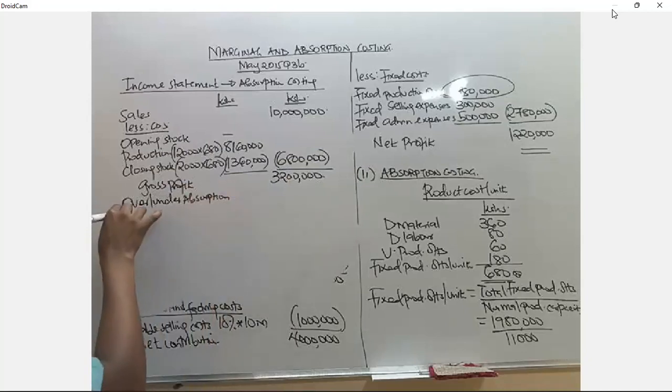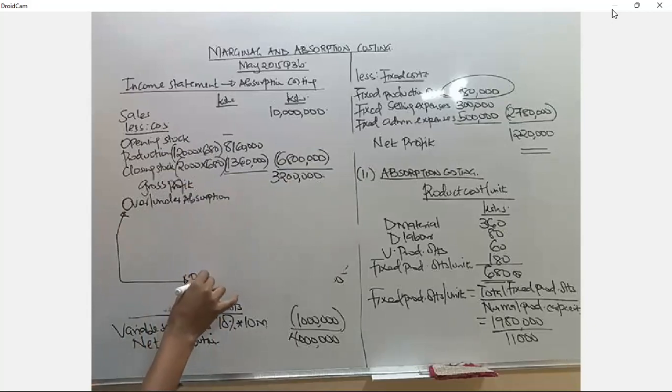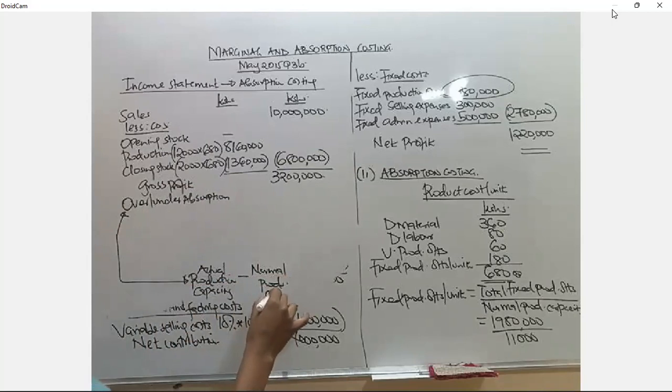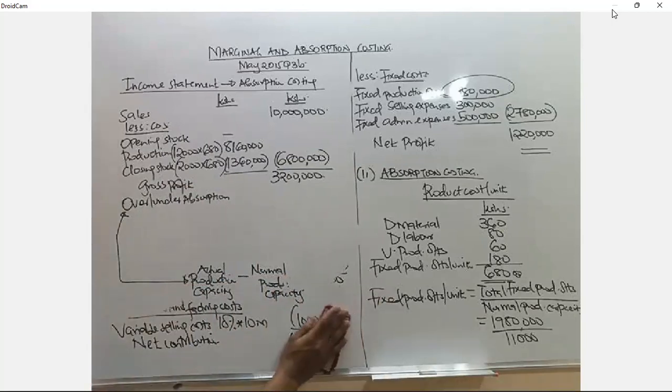And this one we said, it is normally the comparison between what we have produced, the actual production capacity, then we subtract the normal production capacity. I have said you just need to be factoring between the actual production capacity minus the normal production capacity.